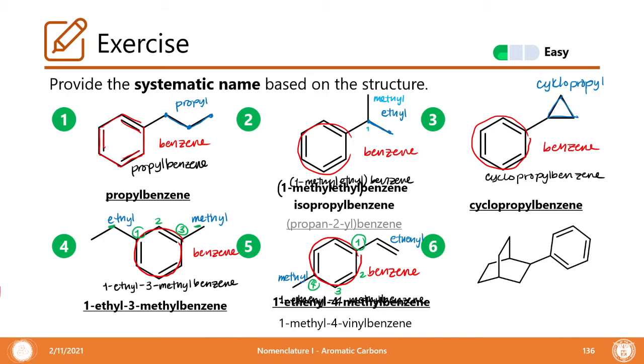If you chose to use vinyl, you'd have to switch the numbers around because of alphabetization. So if you used vinyl, 1 methyl, 4 vinyl benzene.